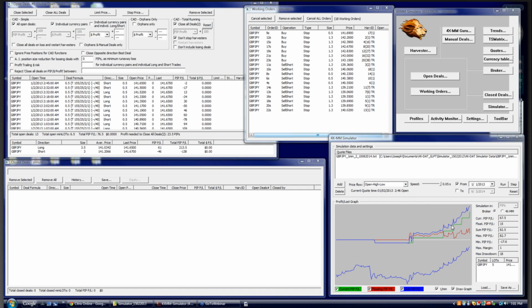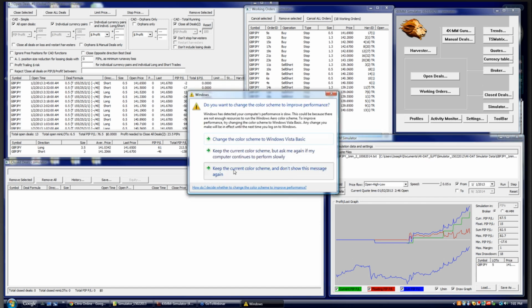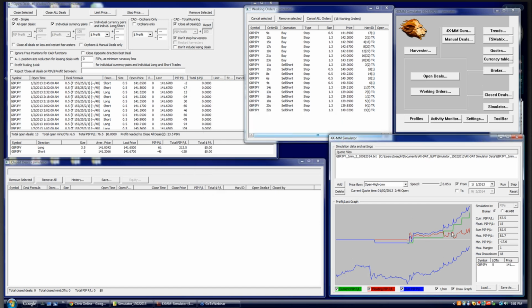The blue line is a combination of the red line and the green line combined. So that one will be probably somewhere in the middle, and eventually when close all deals kicks in, the blue line will catch up to the green line, because at that point there will be no more open deals until new trades get open.